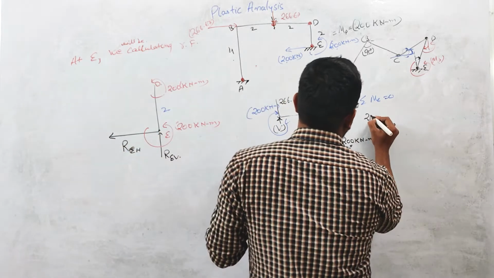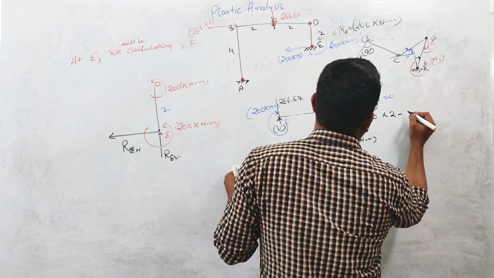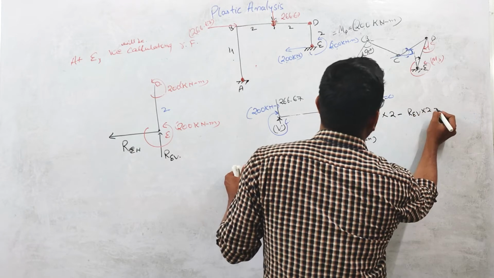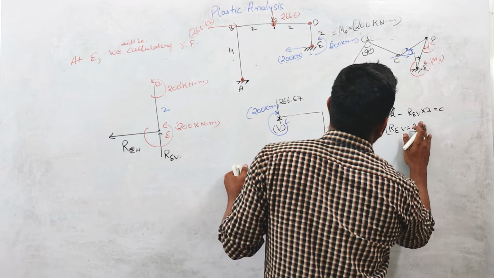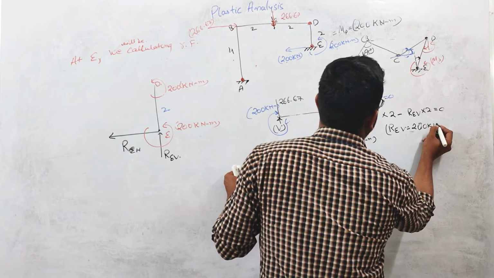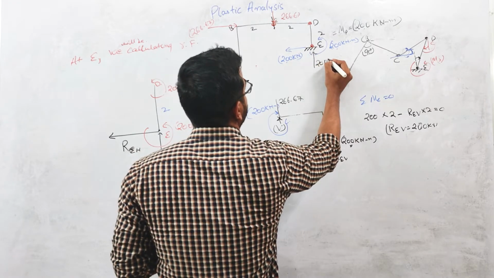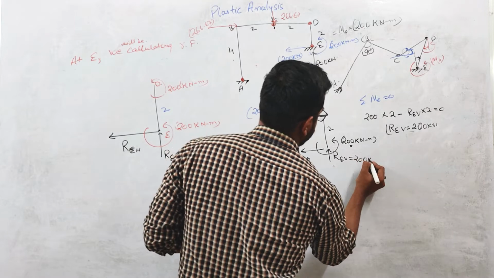So the moment at this point C will be due to this force and this force. So I can write 200 into 2, this is clockwise so positive, minus REV into 2 equals 0. So from here, REV will be equal to 200 kilonewton. So the vertical reaction force at this point is coming out to be 200 kilonewton. Okay, so this is done.